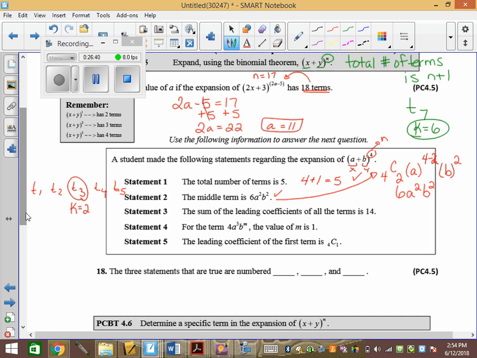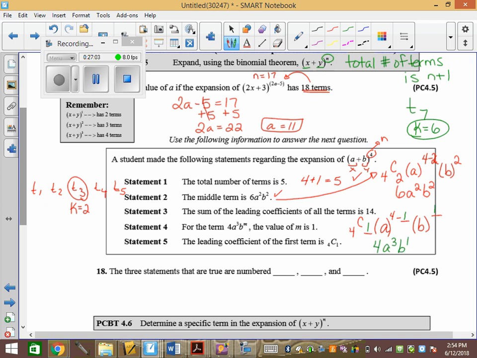So if it's a cubed, we're going to have a to the 4 minus blank. When we don't know what k is, we just put blanks, right? b to the blank, 4c blank. I need it to be a cubed, so blank is going to be 1. 4c1 is 4, a cubed b to the 1.